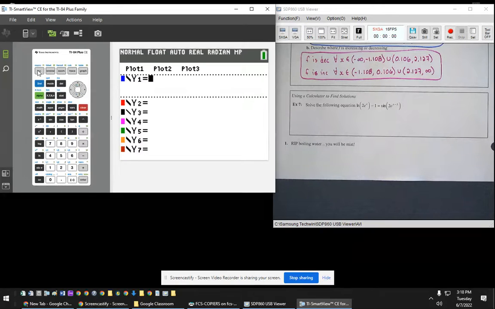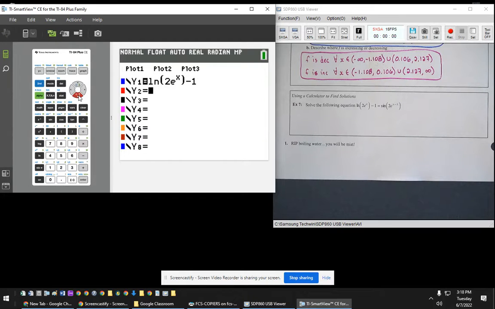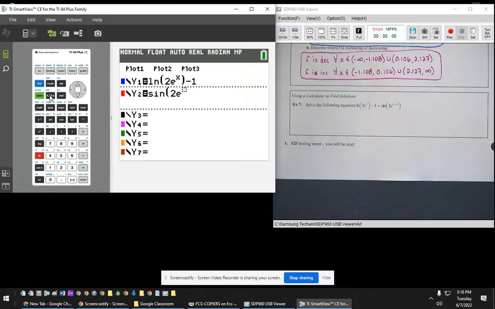That's a solution. So I'm going to go y equals the natural log, that's on the left here, ln, natural log, of 2. E is above natural log, so I'm going to hit second natural log, to the x, close it, subtract 1. Then my second equation is sine of 2e to the x minus 1.